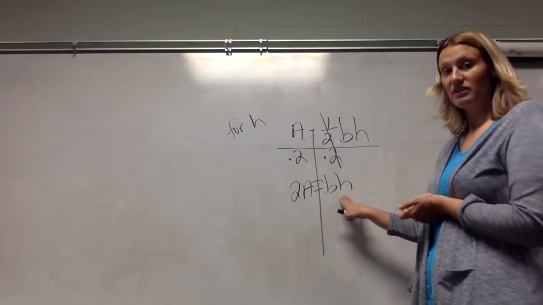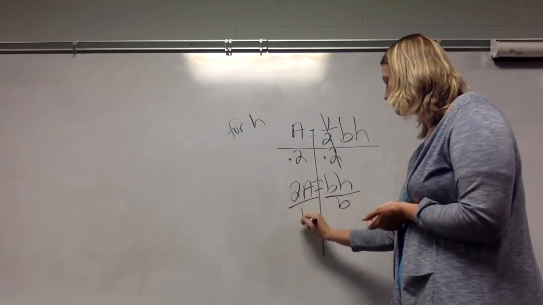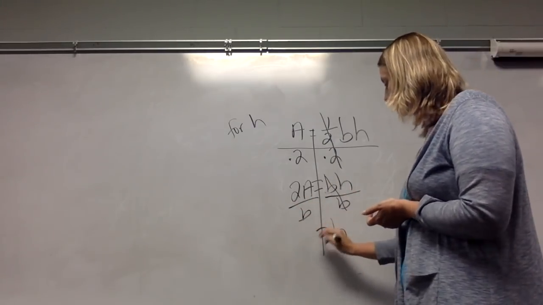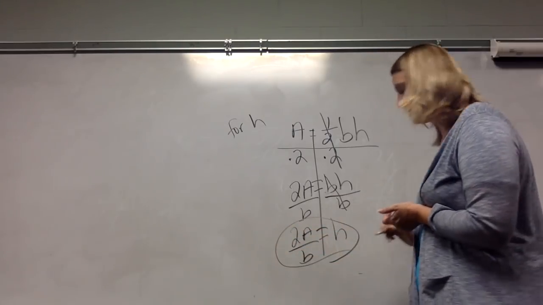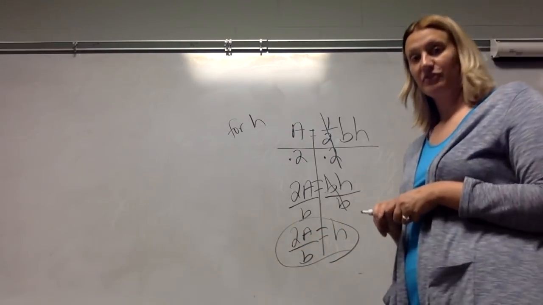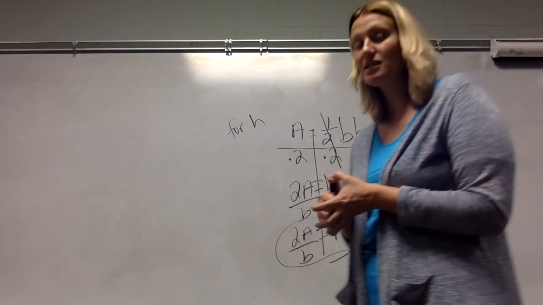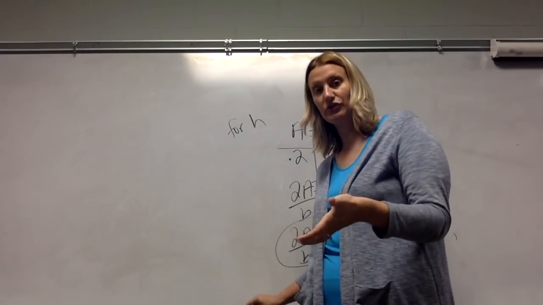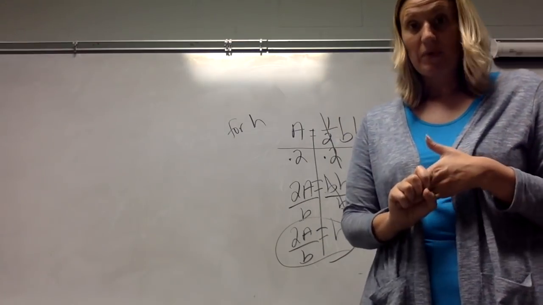Now, I'm still isolating for h, so I need to get rid of the b. I will divide by b. Those cancel. I'm left with h equals 2A over b, and that would be the final answer. So again, solving with multivariables, solving formulas is exactly the same solving you've been doing for a couple years now. Use the inverse, balance the scale, order of operations in reverse.